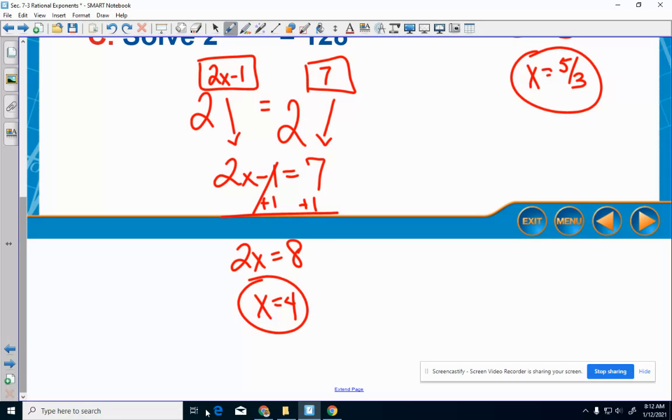Okay, so your homework tonight is going to follow this idea. It's going to start out with being able to convert between radical expressions and roots, radicals. Okay, so remember, the numerator becomes the power of the base, the denominator becomes the root. It'll end with you being able to solve an exponential equation.